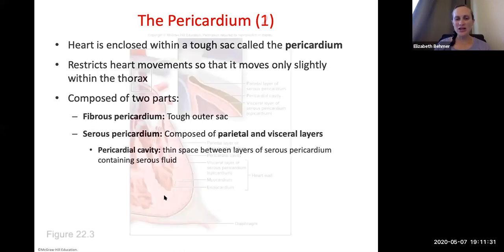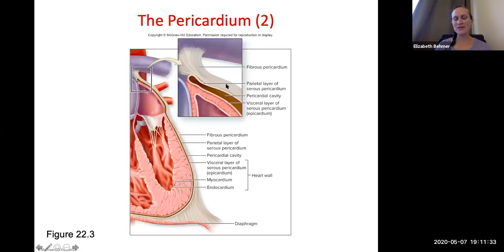So here's just a look at the heart wall itself. I don't think I asked you guys questions about the layers of the pericardium, but here's the fibrous pericardium layer, and then the pericardial cavity, which is just a space in between this visceral and parietal serous layers. So you can see there's a little tiny space filled with fluid surrounding the heart, and then it's closed within this sac. And that's just to keep it stable and to protect the heart as much as possible.